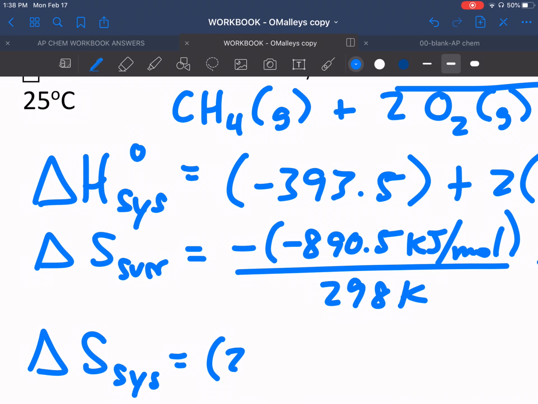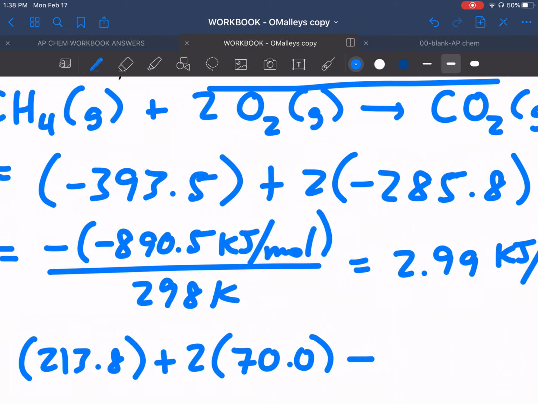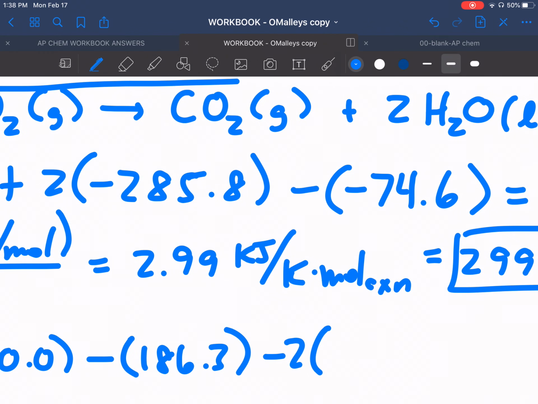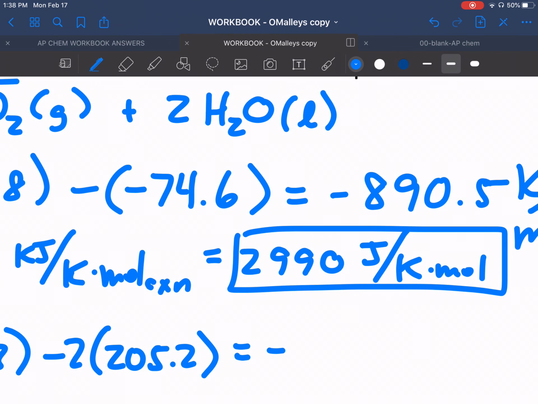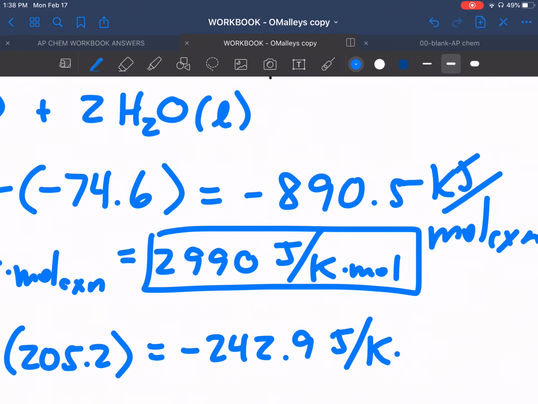So the CO2 is 213.8. These are in joules per Kelvin, plus 2 times liquid water, which is 70, minus the methane, which is 186.3, minus 2 times the value of oxygen, which is 205.2. And that gives us a negative 242.9 joules per Kelvin per mole of reaction.